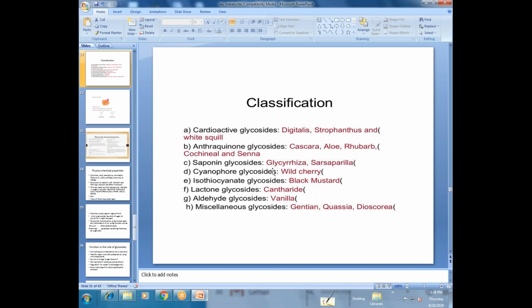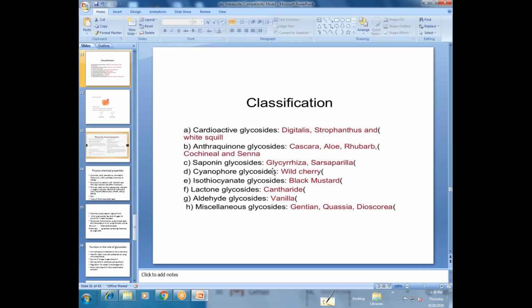Apart from that, it contains steroidal glycosides, phenol glycosides, and flavonoid glycosides. These three come under miscellaneous, or else you can write them as such: steroidal, phenol, and flavonoids.